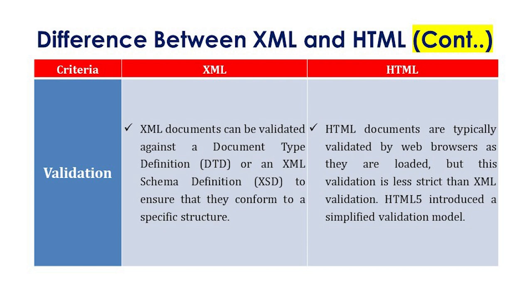The next one is validation. An XML document can be validated against a document type definition or an XML schema definition to ensure that it conforms to a specific structure. Whereas HTML documents are typically validated by web browsers as they are loaded. But this validation is less strict in comparison to XML. HTML5 introduced a simplified validation model.